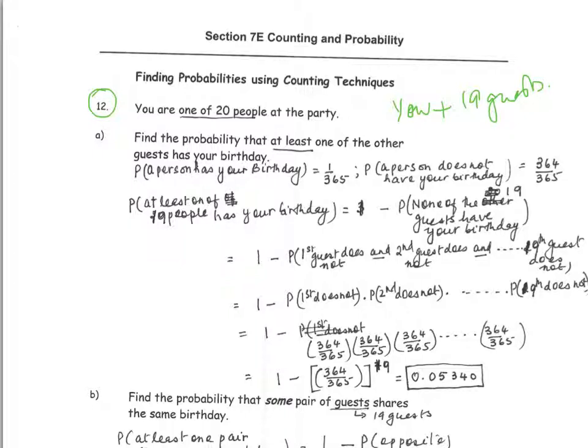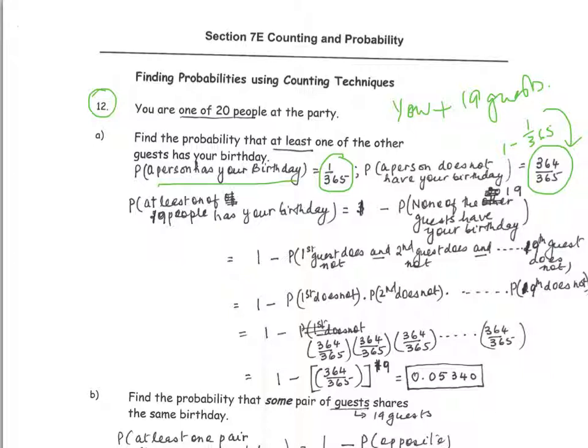So your birthday is one day out of the 365 days in a year. So the probability that a person has your birthday, a specific day in the year, would be 1 over 365. The next one is, what is the probability that a person does not have your birthday? So this is the opposite event. So it's 1 minus 1 over 365. If you simplify it and write it as a fraction, it's 364 over 365.